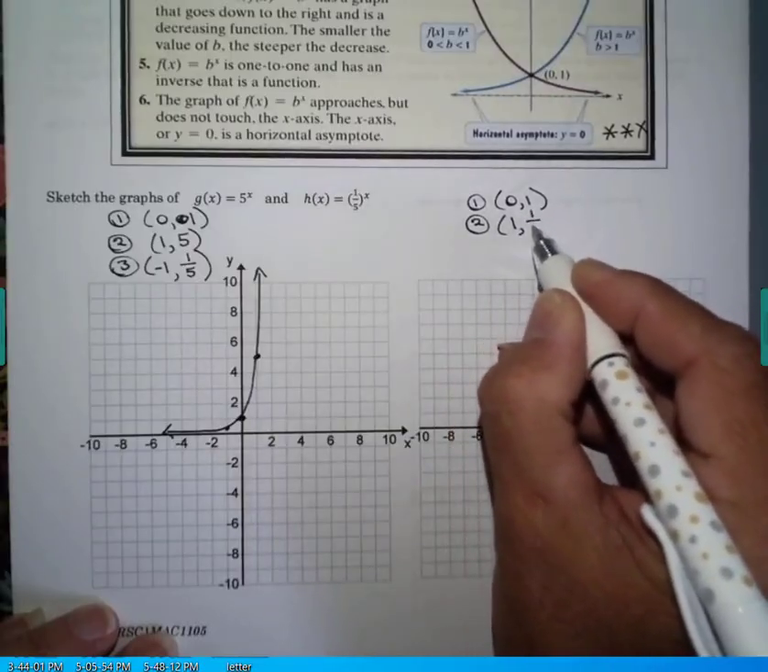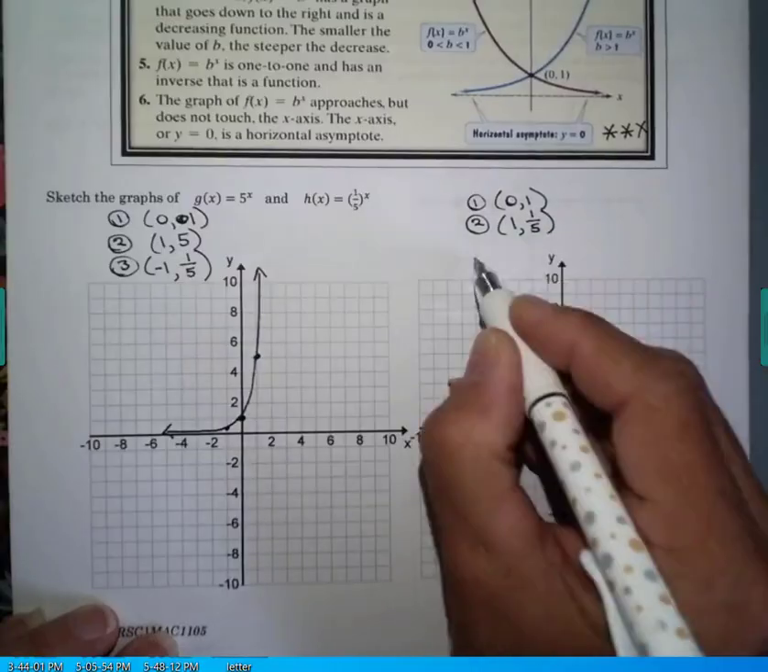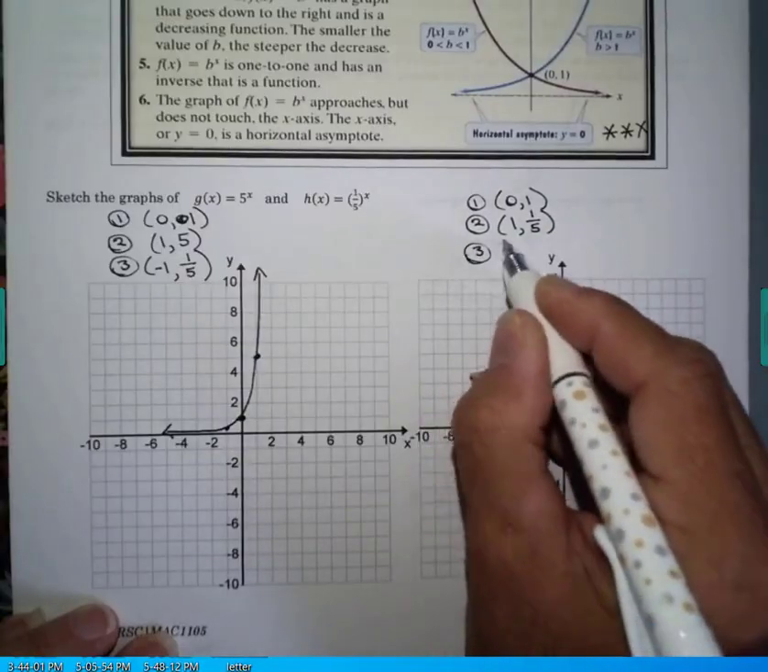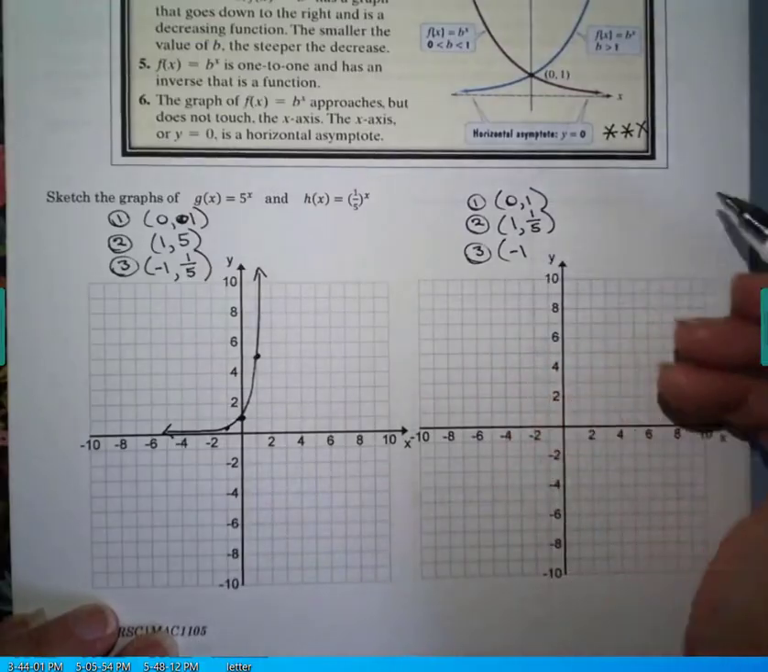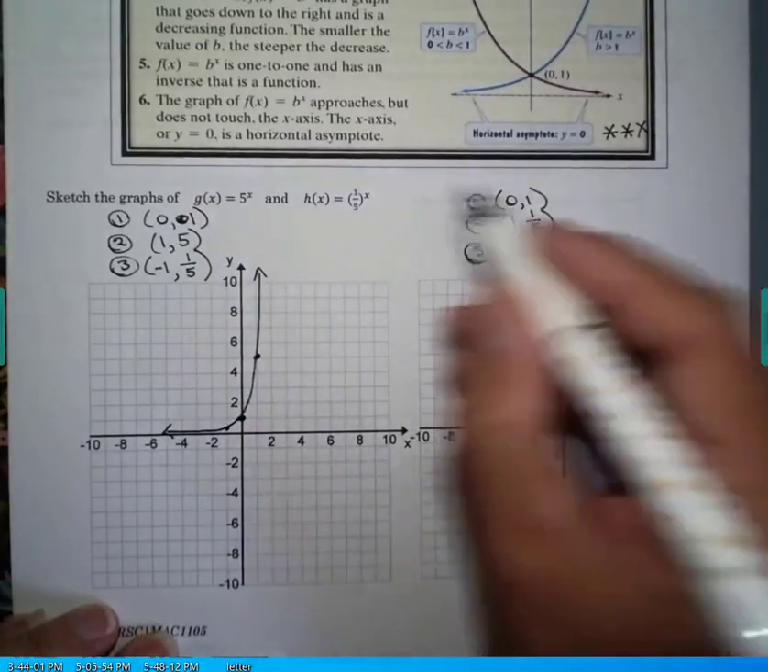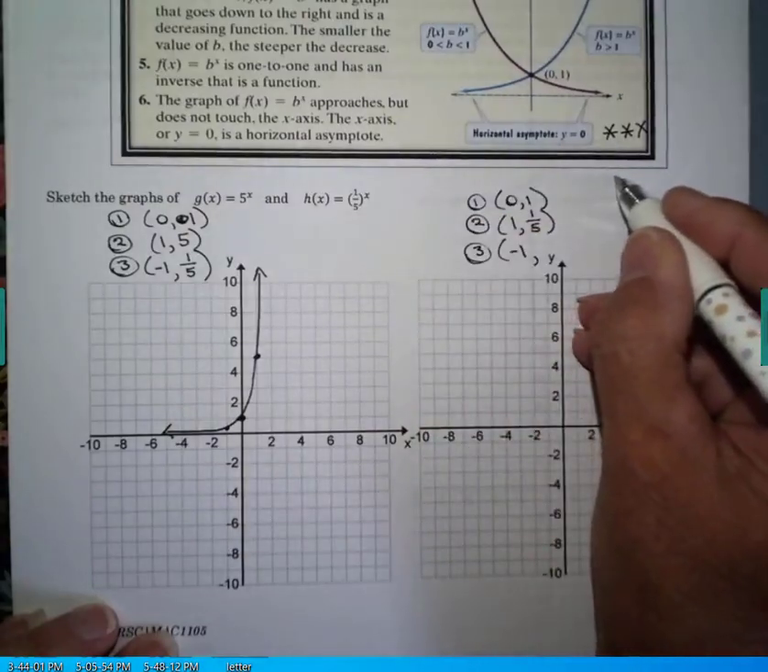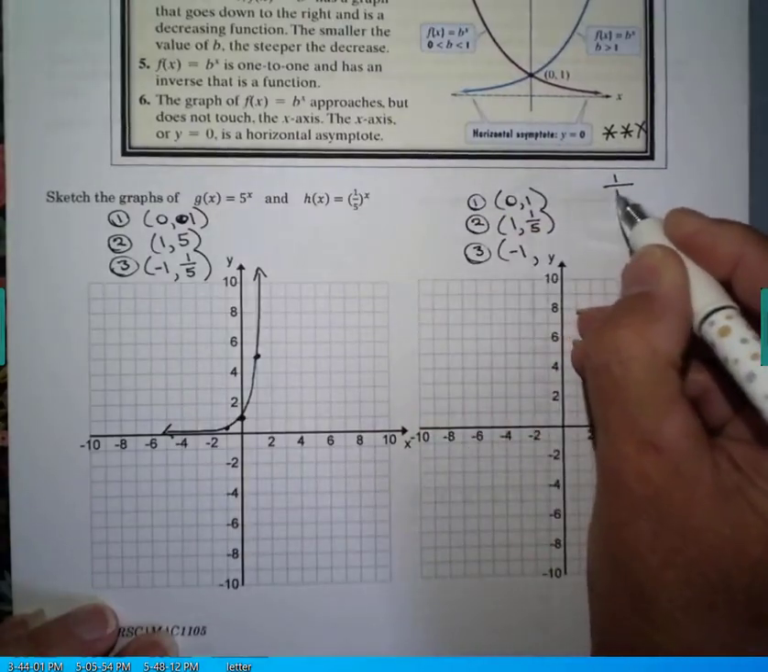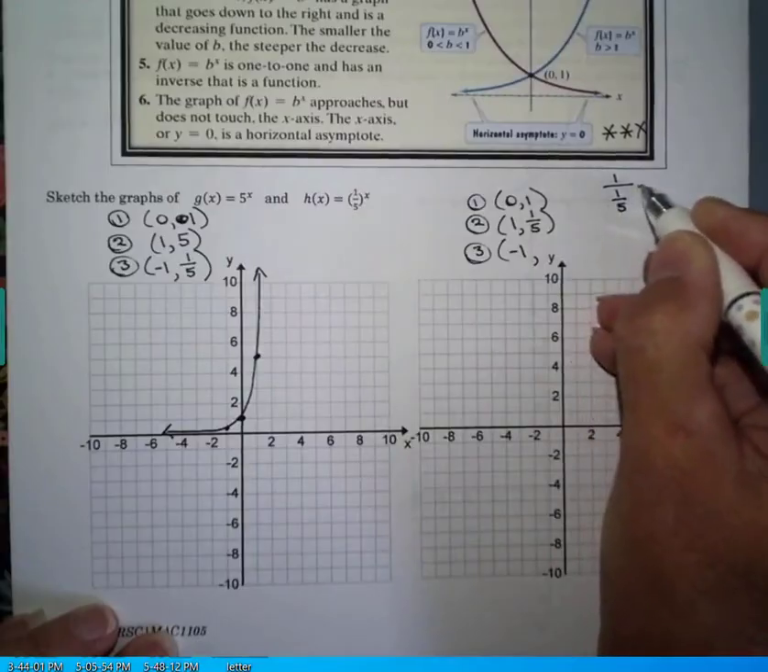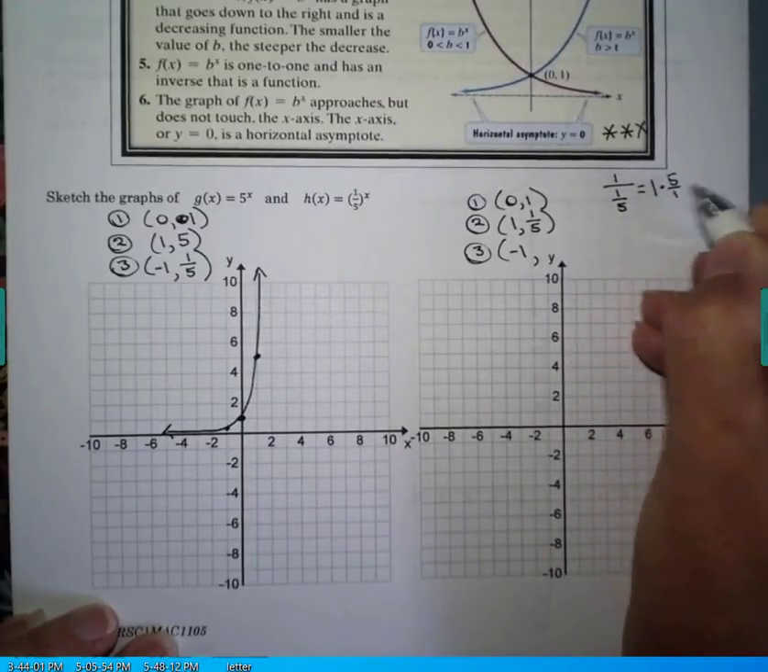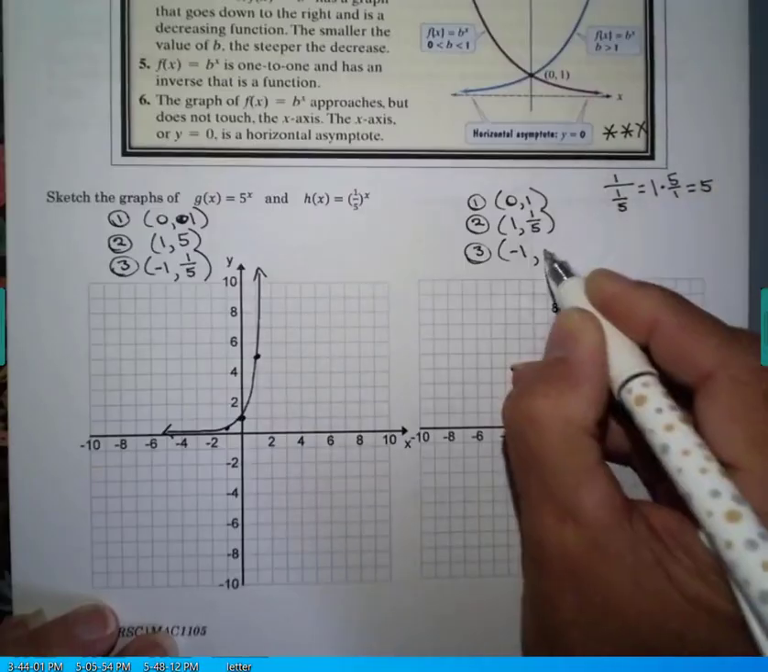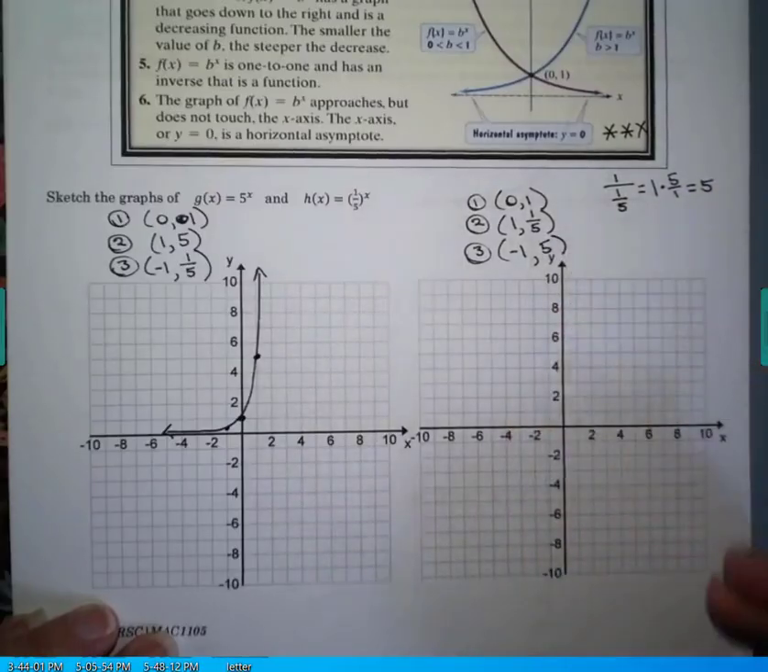Well, the base this time is 1/5. And then I know that it's going to have the point (-1, 1/b). Now that might be a little bit trickier for you because you're thinking, well, b is the fraction already, but that's 1 over 1/5, which is the same as 1 times 5 over 1, isn't it? Which is 5. Okay, don't be afraid to write this out until you're sure of it, okay?